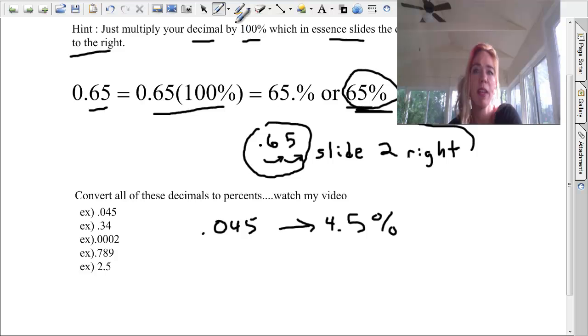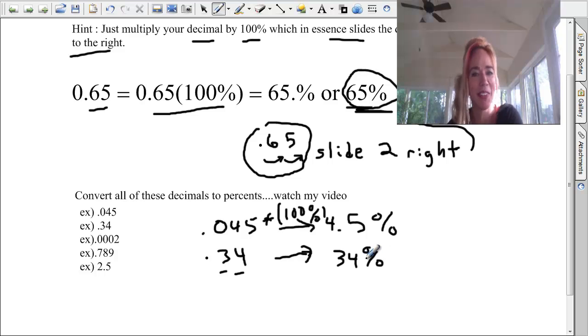Now if I want to make a little note to self here, I'm going to write here, times by 100, and then carry along that percent symbol. So that will be 4.5%. Let's try the next one, 0.34, and I'm just talking this through with you. Hopefully you're sliding the decimal 2 units to the right in your mind, and you're saying that that's 34%.